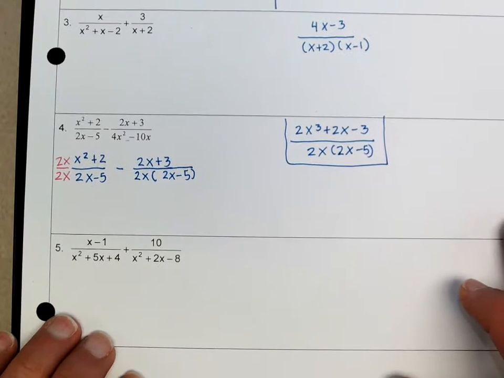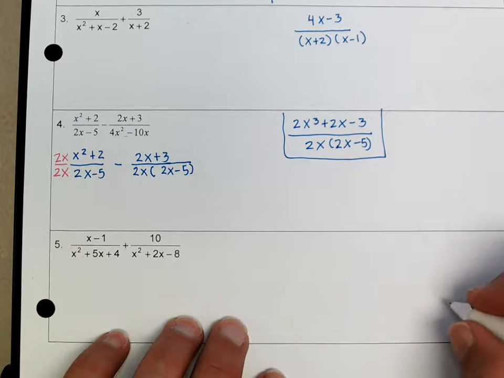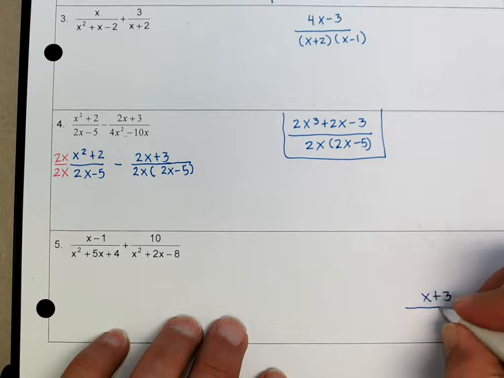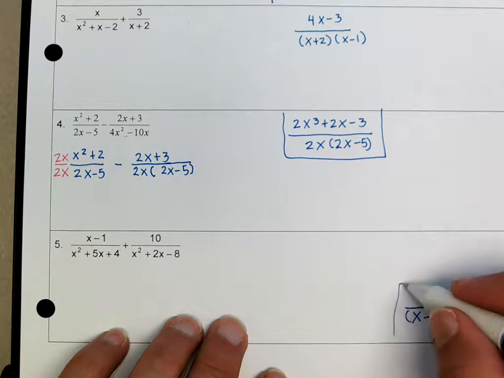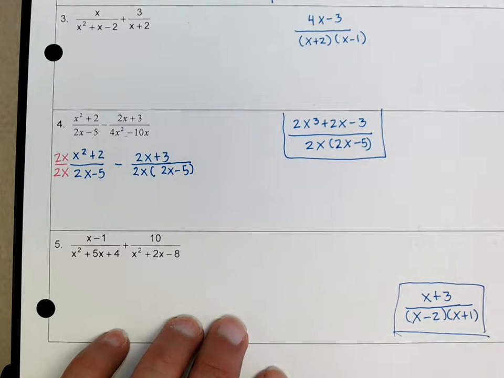Alright, number 5, again, I'm just going to show you the answer. The answer is going to be (x plus 3) over (x minus 2)(x plus 1). Kind of a similar one, you have to factor both of these, so make sure you factor both of those, and you're supposed to get to the end of that.